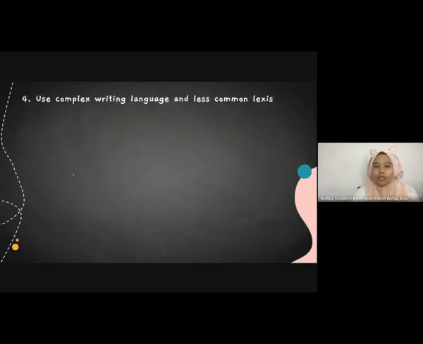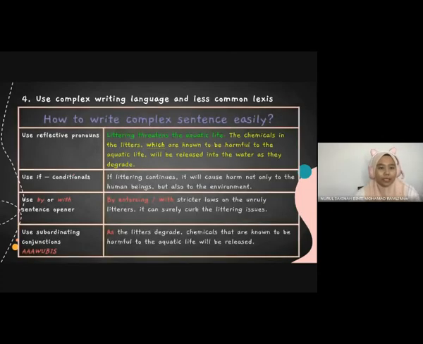This, I think, is the real game changer in your writing. If you are able to use this, then I think inshallah you will be able to achieve 5 in 5 for language in your standard writing. So how to write complex sentences easily? By using relative pronouns. How to use relative pronouns? What is the use of relative pronouns?